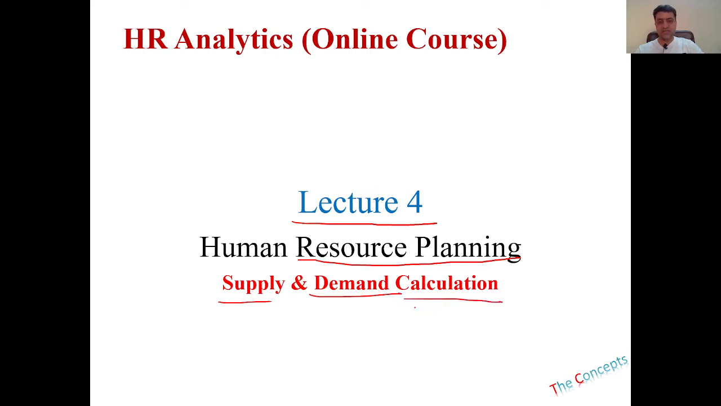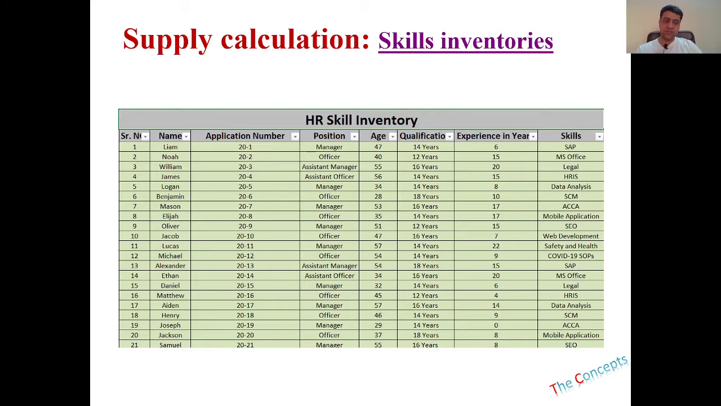In the first 3 lectures, we talked about the importance of HR analytics, the process of HR analytics, and then we did some data analysis related to human resource planning. So let's start this topic with our first analysis, that is known as supply calculation based on skill inventories.